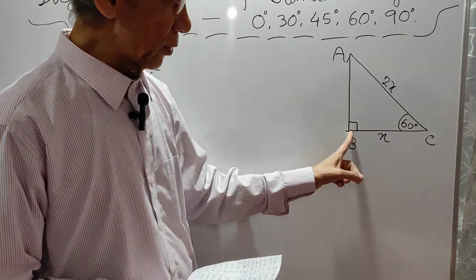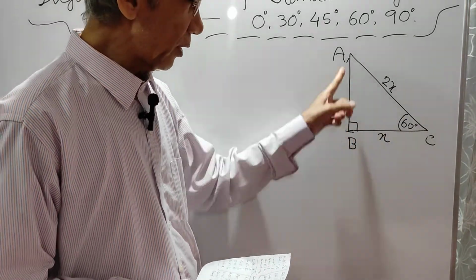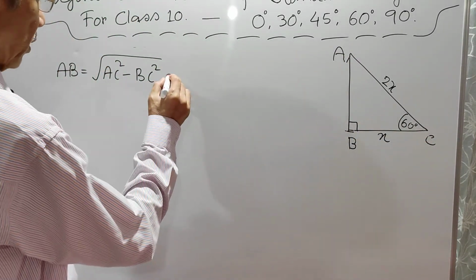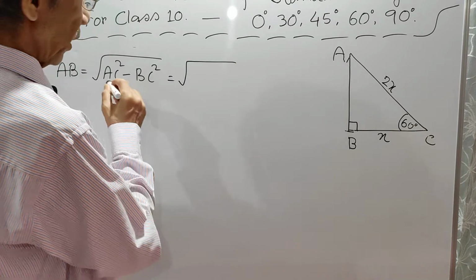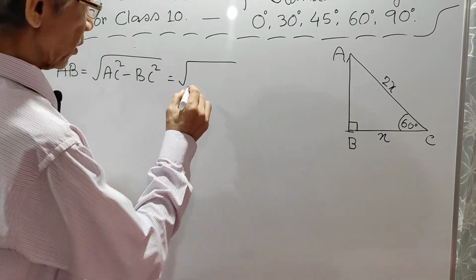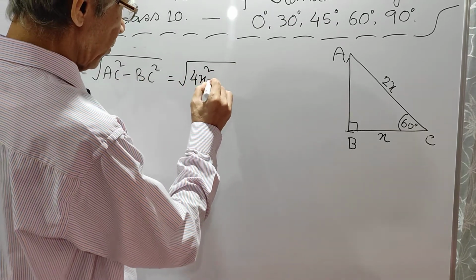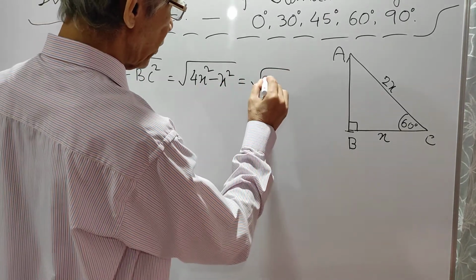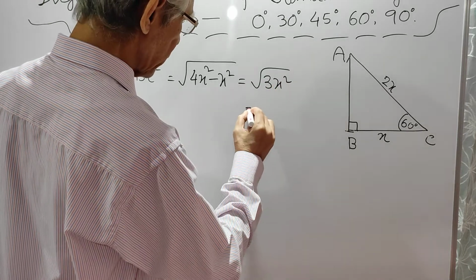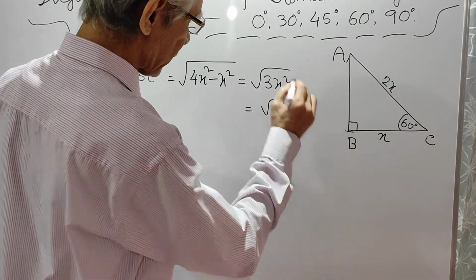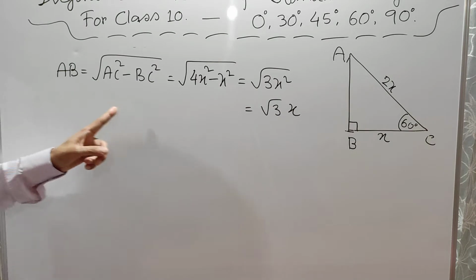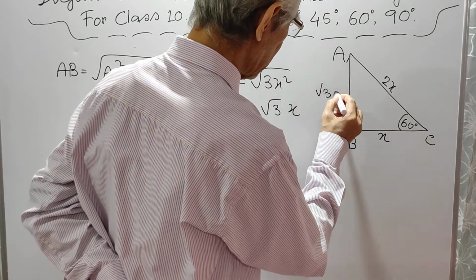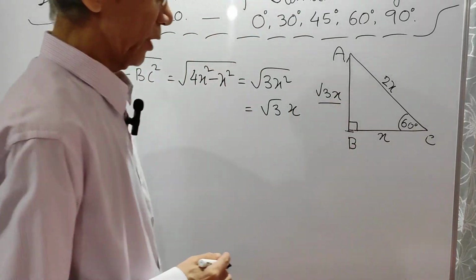Therefore, what will be this square? It will be this square minus this square, isn't it? So, now that is equal to what we get? AC square. AC square means twice x whole square, that is 4x square, minus BC square. BC is x square. So that is root over 3x square. That means root 3x. So what is AB? Root 3x. This is the measure of AB.